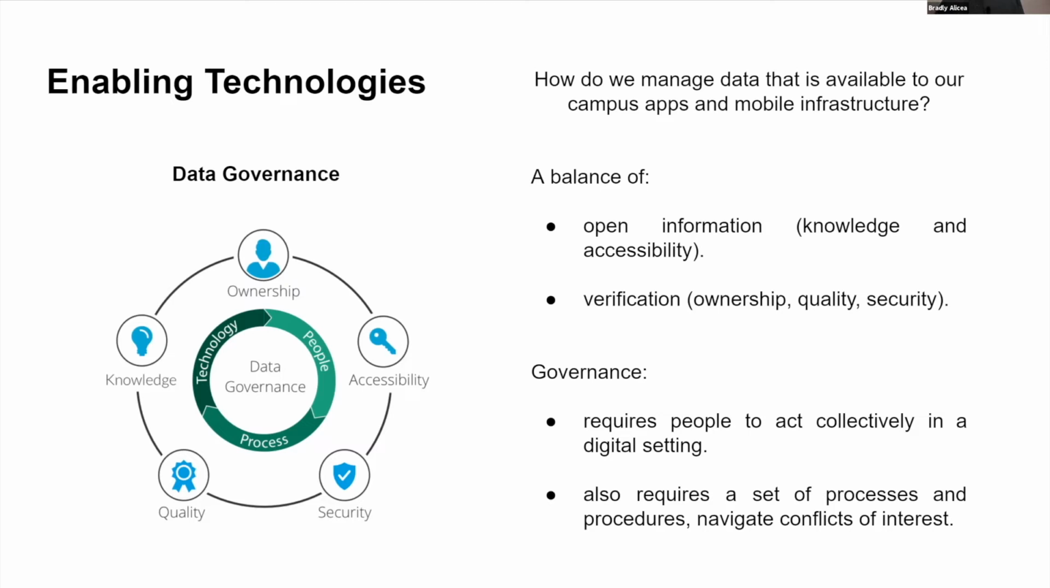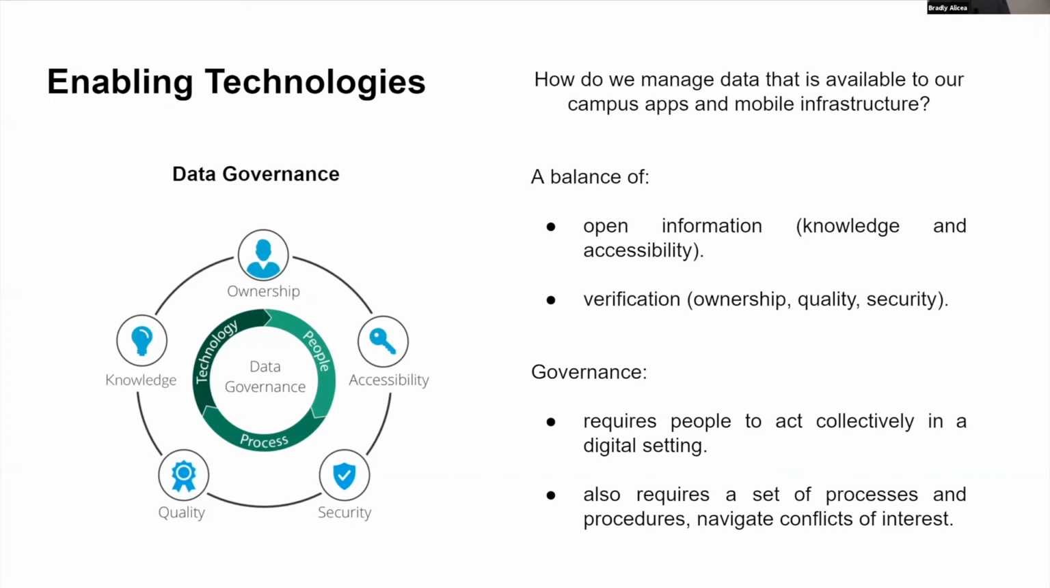We have security issues, meaning that if I have someone's grades, I don't want everyone to look at them. I want only the person who's authorized to look at them. We have insights and knowledge and other types of issues that are very important to this. So how do we manage data that is available to our campus apps and mobile infrastructure? It's really a balance of open information. The information at some level has to be open to the app for people to access it without it being stored away in a weird format. This is something that's been true since the beginning of the internet and how people have accessed things.